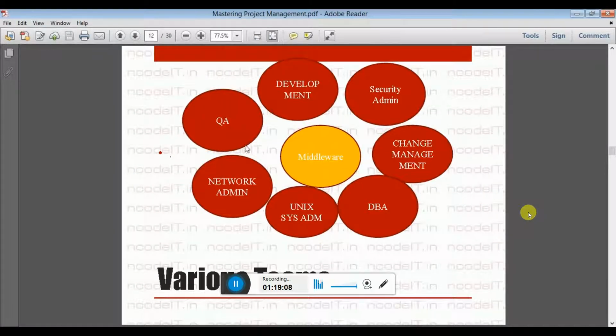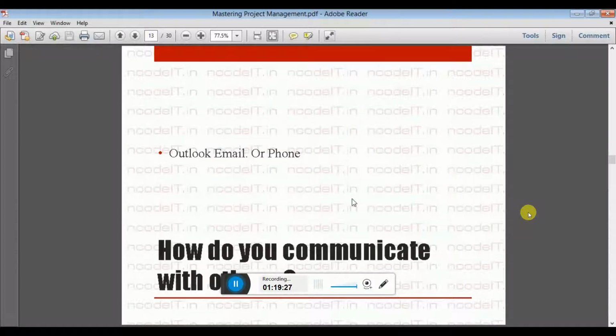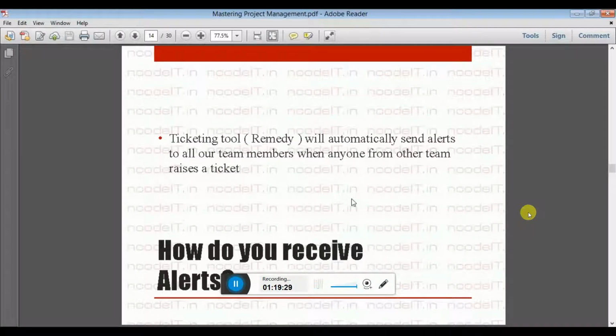Then these are the various teams you will come across. These teams will be communicating with each other on emails, mobile phones, VoIP phones, bridge calls, all that stuff. And then there is a ticketing tool among all these things. The ticketing tool is the same. All of them have IDs, so anybody can raise a ticket on anybody. This is how you communicate. How do you receive alerts? Basically through emails. Just say that you don't have SMS alerts, so somebody has to be in the office always.